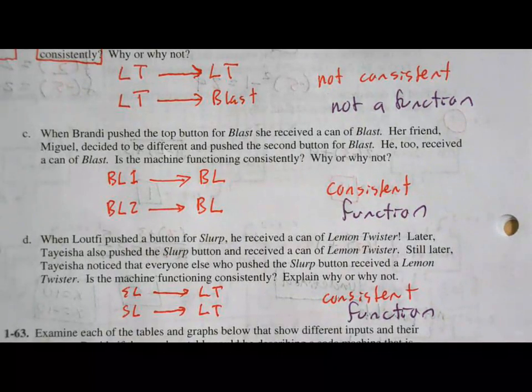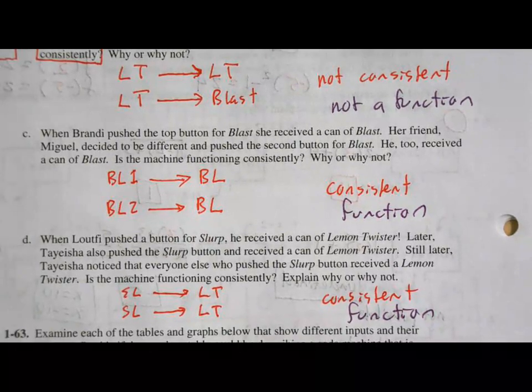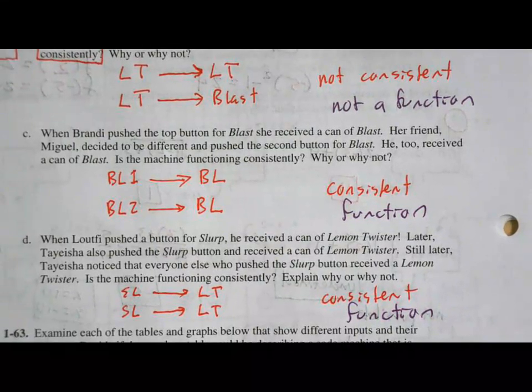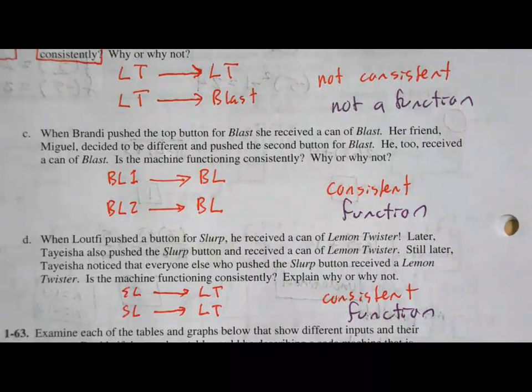So does anybody want to try and make up a rule for me about inputs and outputs? If you were looking at inputs and outputs, how can you tell if something is a function? Or I think probably easier to answer is how can you tell if something is not a function when you look at its inputs and outputs? Anybody want to give it a shot? Be bold. Be brave.